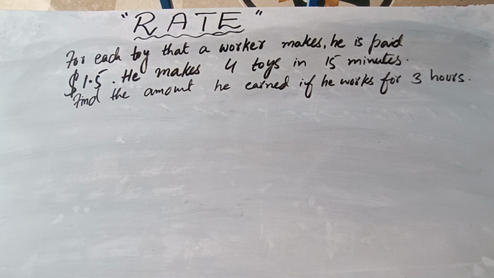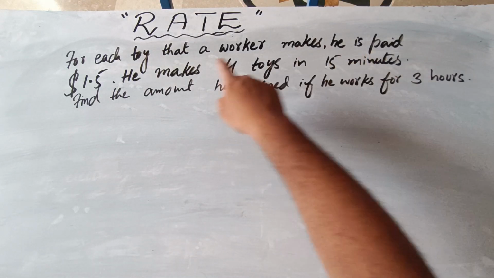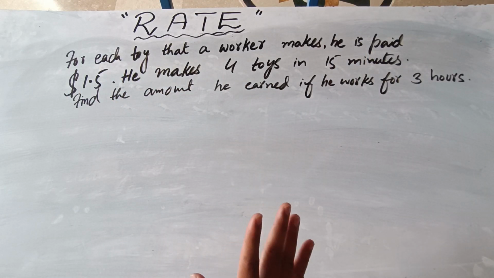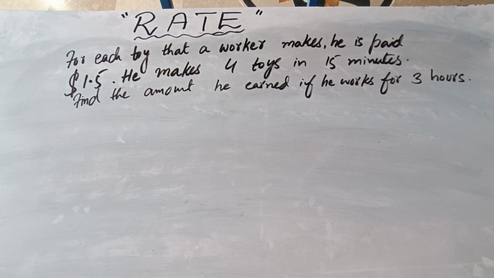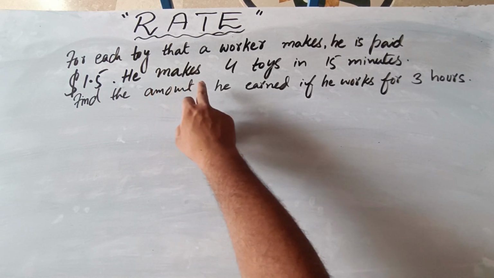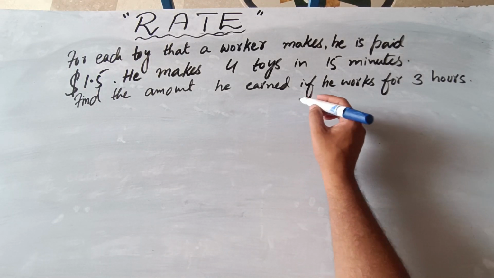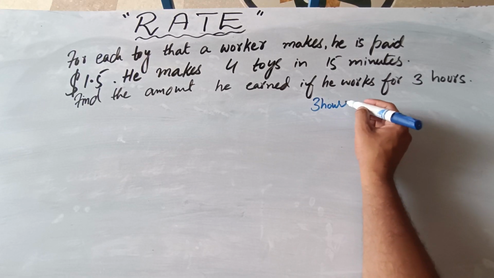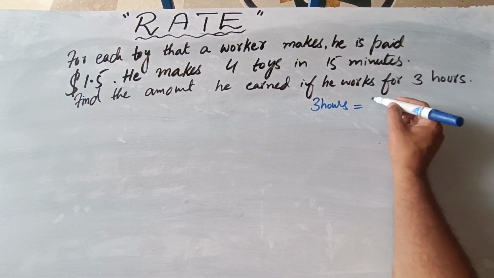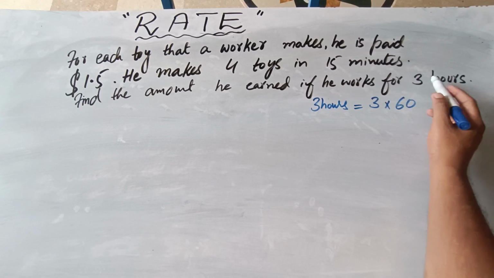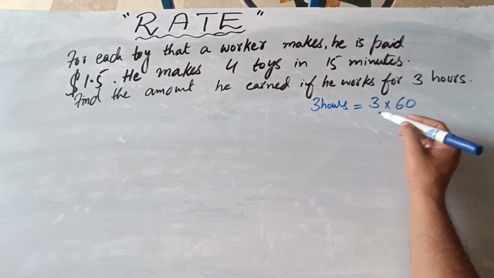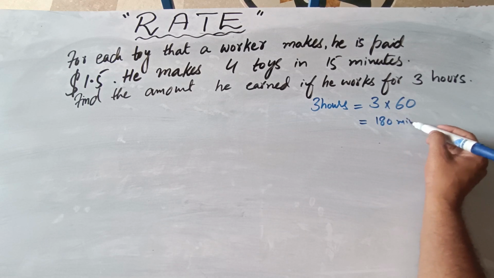Now let's look at this problem. This is a very realistic, real life problem. For each toy that a worker makes, he is paid $1.5. Means for making one toy he gets $1.5. He makes 4 toys in 15 minutes. Find the amount he earned if he works for 3 hours. So how much amount is he earning if he is working for 3 hours? First of all, we need to see in 3 hours how many minutes there are. Why? Because we need to make both the units the same. From big to small, we are going from hours to minutes, and in 1 hour there are 60, so it means that 180 minutes will be there.